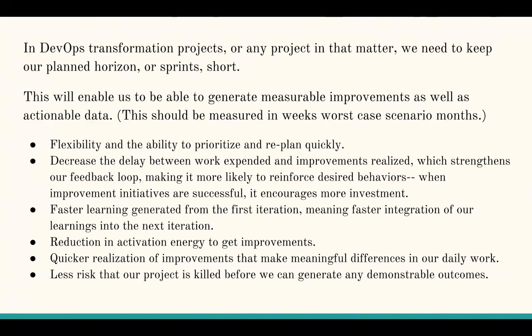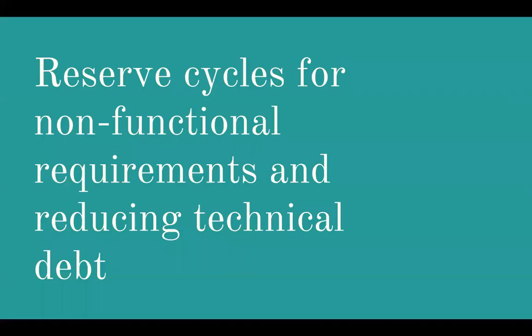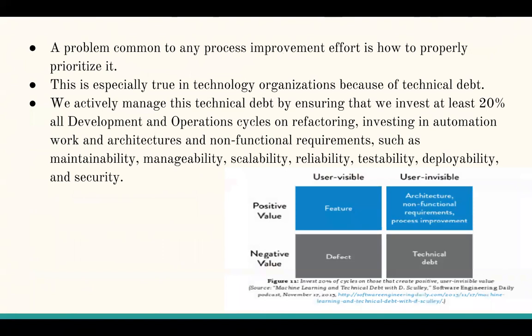So the next thing I want to be talking about is reserve cycles for non-functional requirements and reducing technical debt. The reason we want to do that is a common problem to any process improvement effort is how we properly prioritize things. This is especially true in technology organizations because of technical debt. We actively manage this technical debt by ensuring that we invest at least 20% of all development and operation cycles on refactoring, investing in automation work so we don't actually have to do that work, and non-functional requirements such as maintainability, manageability, scalability, reliability, testability, deployability, and just general security.